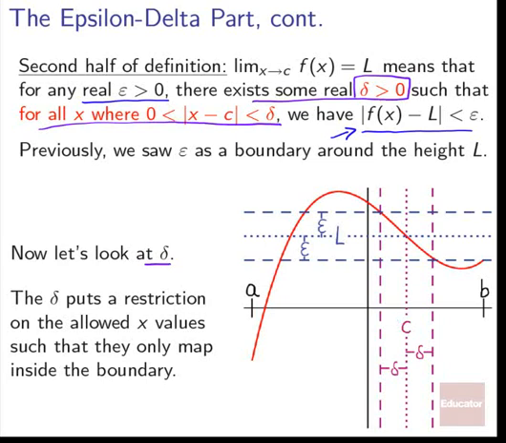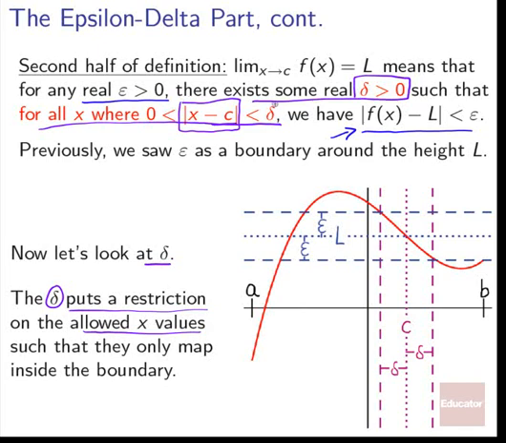So what we're doing is putting a restriction on the allowed x values. The delta sets some restriction: you can't get any farther from c than delta. So remember, the absolute value of x minus c is saying the distance between x and c.